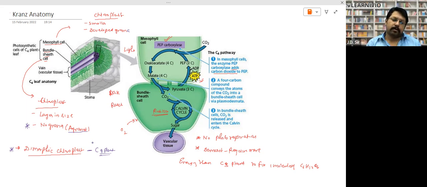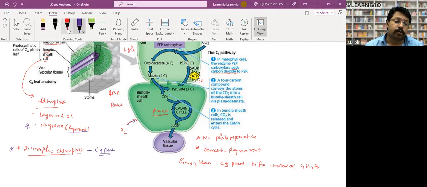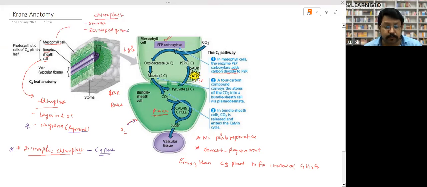Again, this is the mesophyll cell. One more thing which I want to tell you, this bundle sheath cell is impermeable to oxygen. So let me recall for you. Actually, Rubisco can react with oxygen, but Rubisco is found in the bundle sheath cell where oxygen cannot go. That's why photorespiration can never take place in this Kranz anatomy or C4 plant.